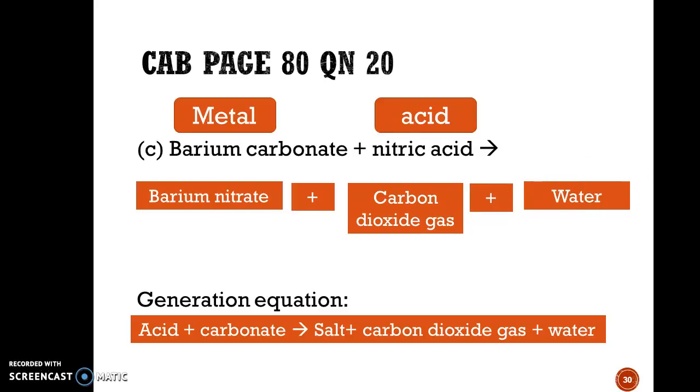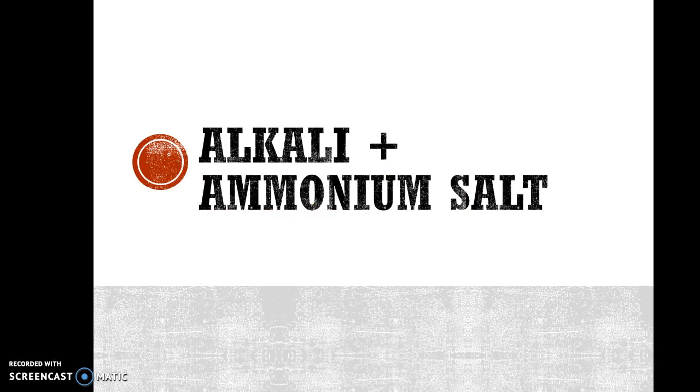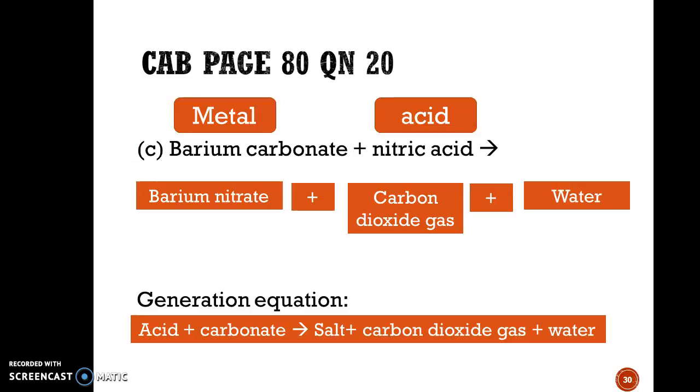Now let's move on to barium carbonate plus nitric acid. Barium carbonate will give you barium nitrate plus carbon dioxide gas and water itself. So that's the name of the products. I'll give you some time to copy this down. Before I move on to the last reaction that you need to learn for the day, last 10 seconds to copy this down.